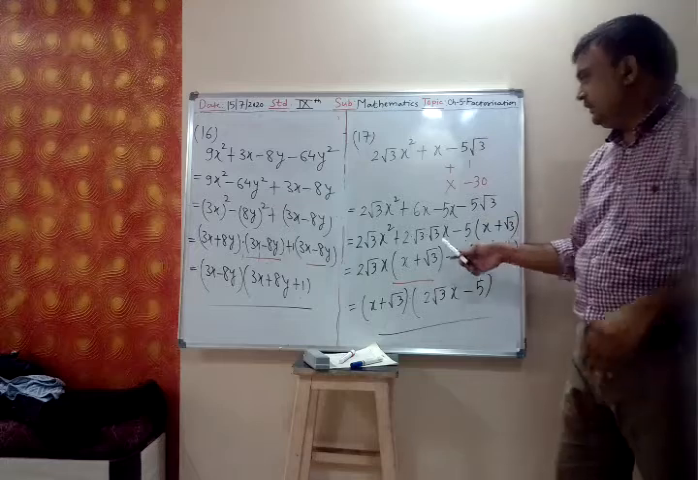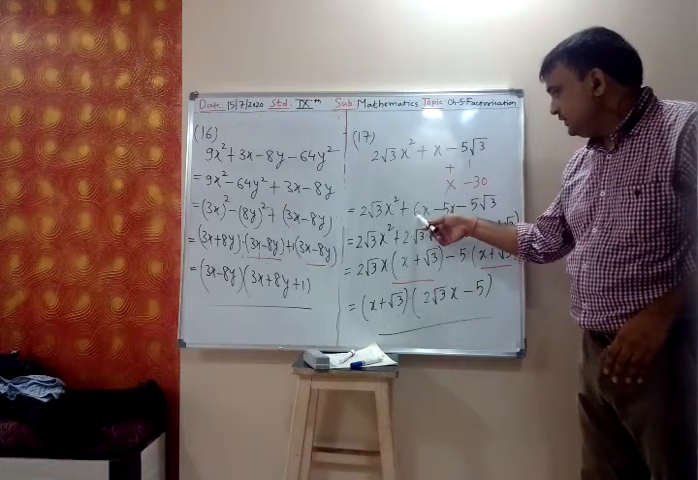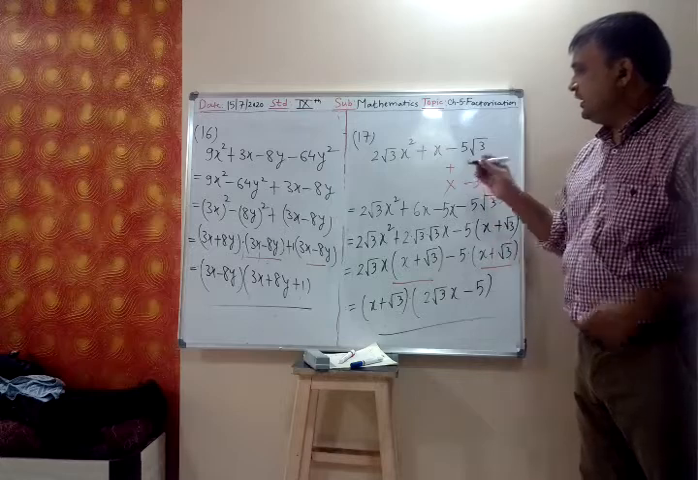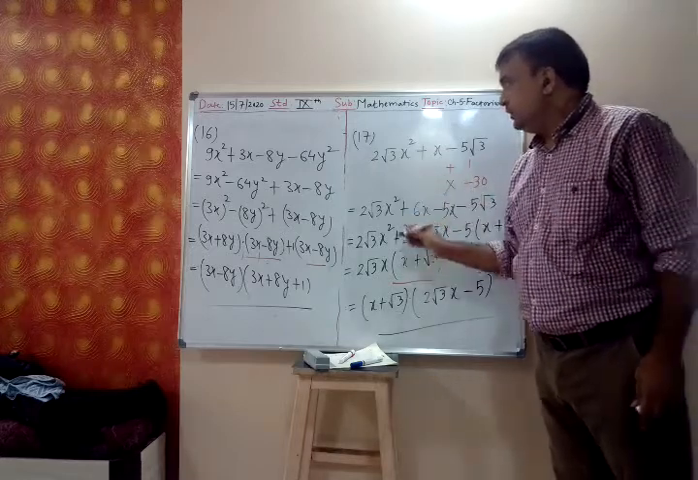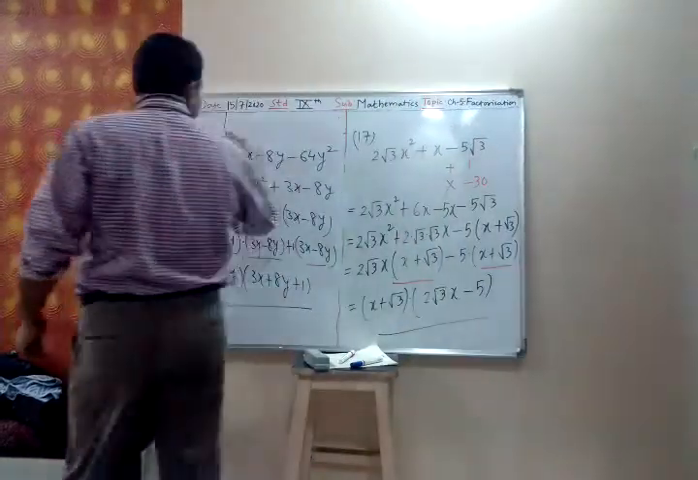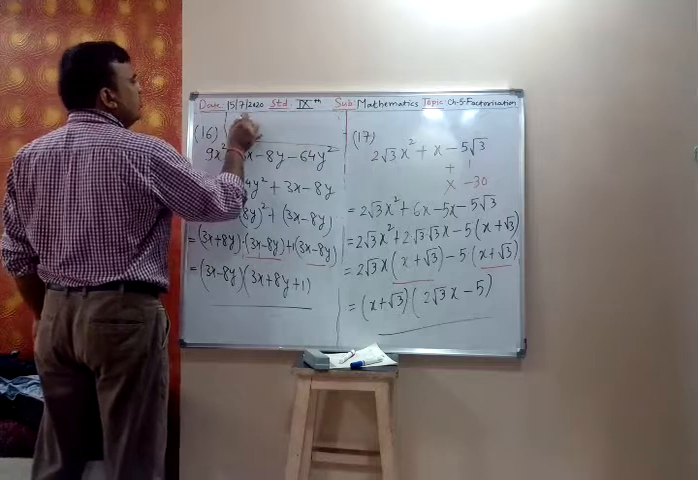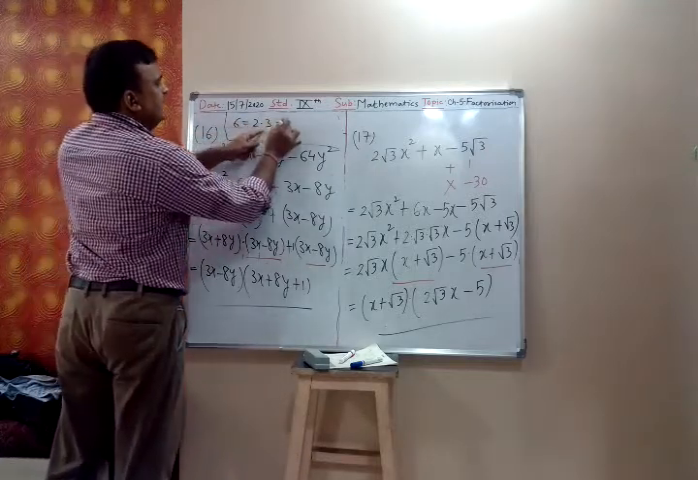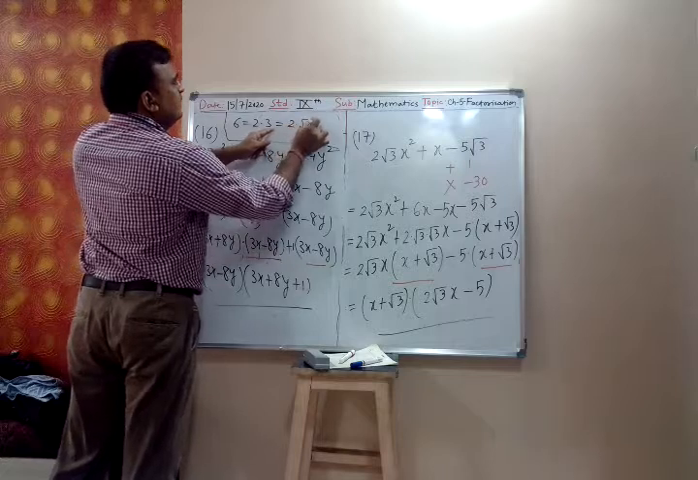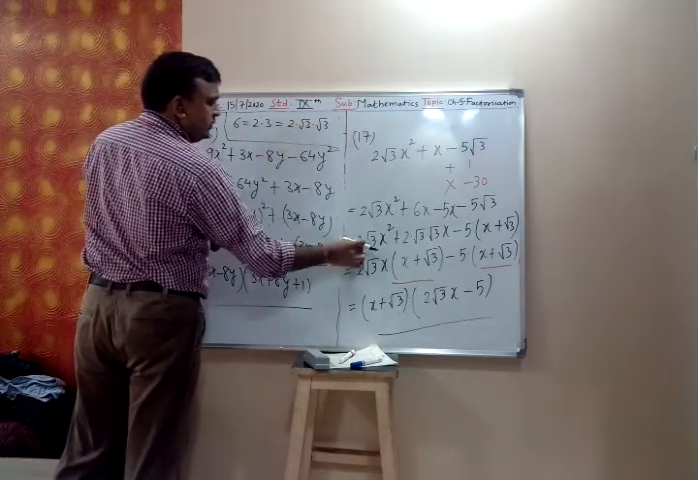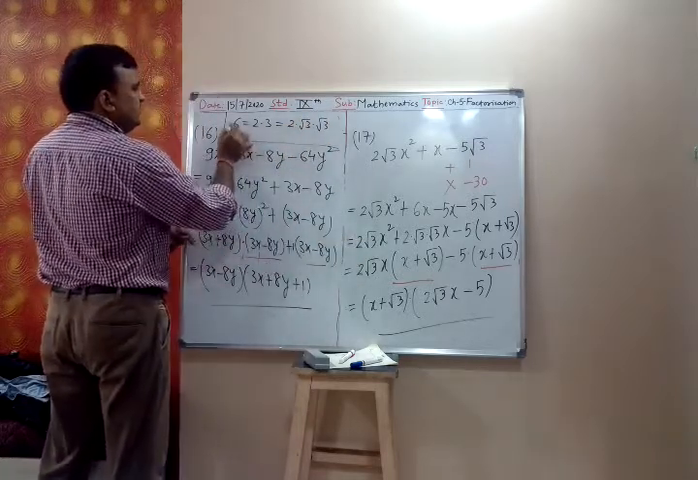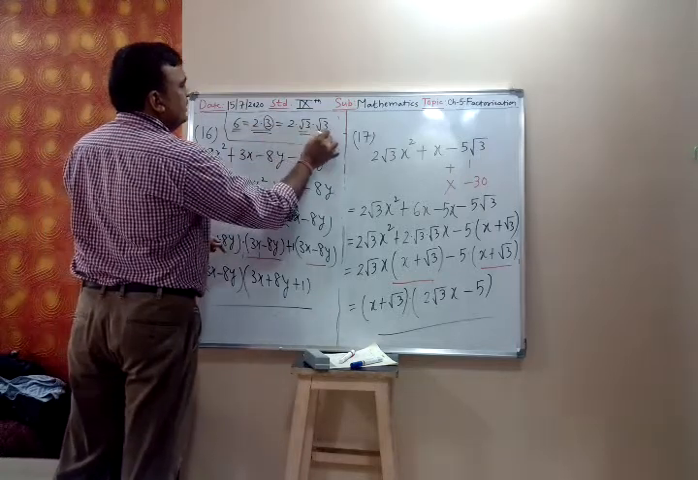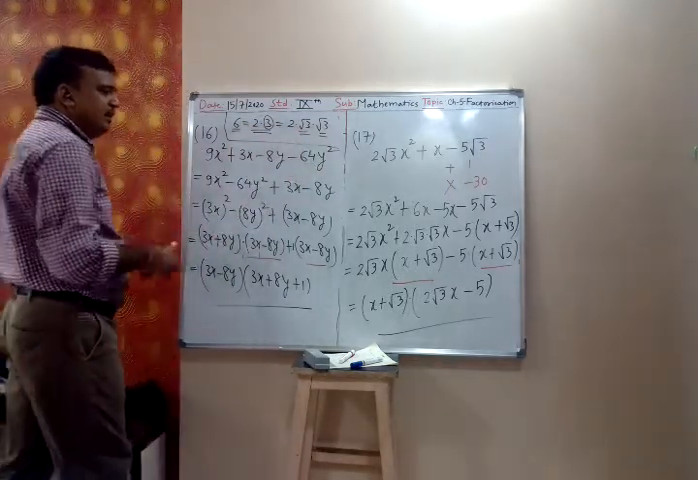Third step. Wait. This 6x: there it is 2 root 3 and there it is 6. So 6 I can write. Let me explain this side. See. 6 I can write 2 into 3. Yes or no? 2 into 3. Then further 3 I can write root 3 into root 3. So this 2 root 3 I can take common.